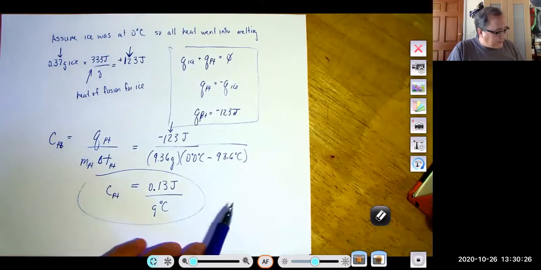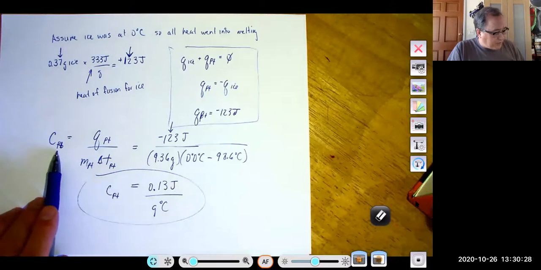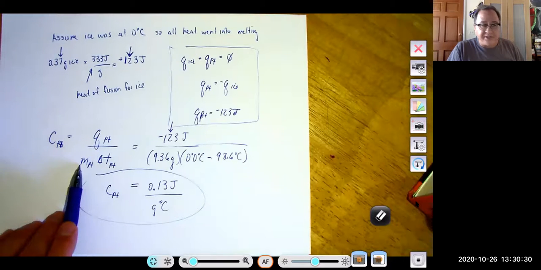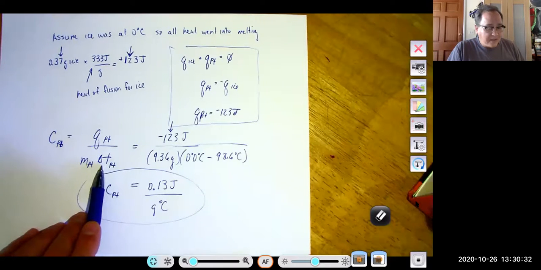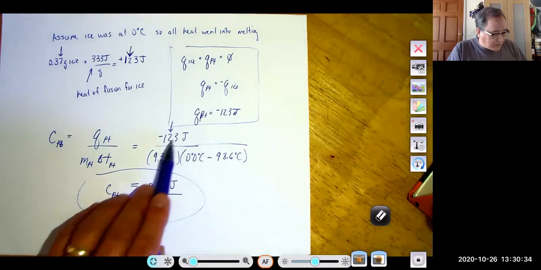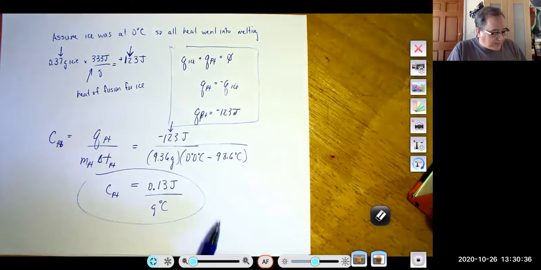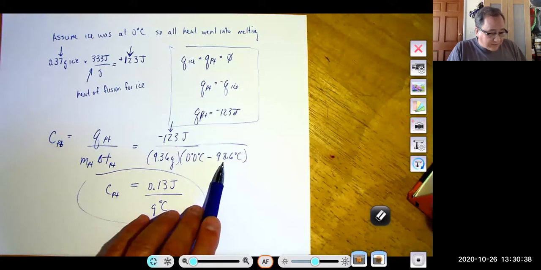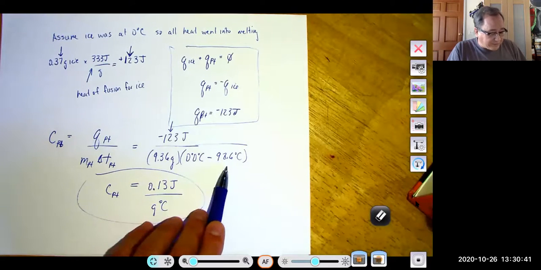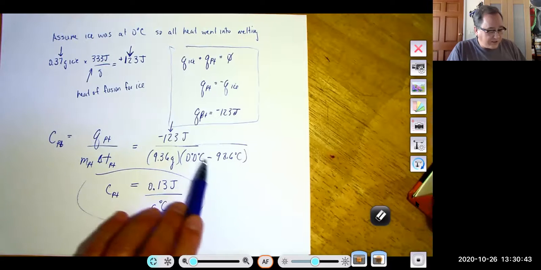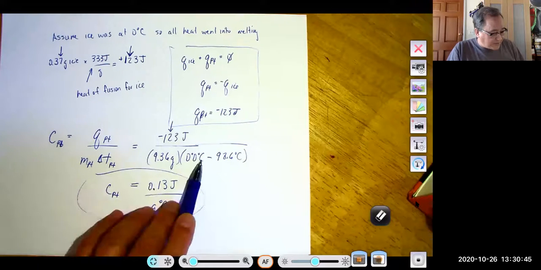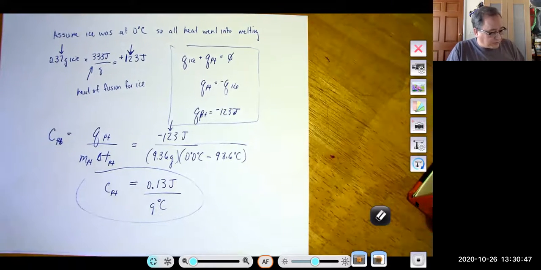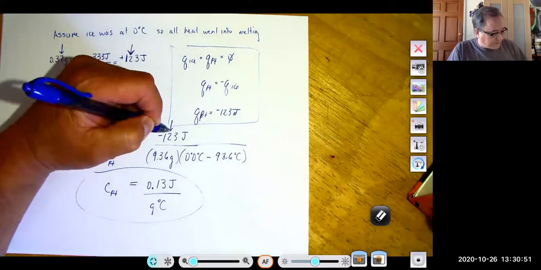So to calculate the specific heat of the platinum, we take Q of the platinum divided by mass of the platinum divided by change in temp of the platinum. And here we see this is a minus 123. And the final temp of the platinum is 0. The initial is 98.6, providing for a negative temperature change. Negative divided by negative gives you a positive, and you get positive 0.13 joules per gram degree Celsius. And this has 2 sig figs because this should only have 2 sig figs.